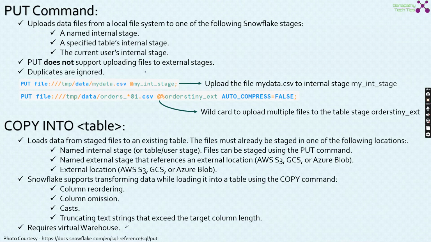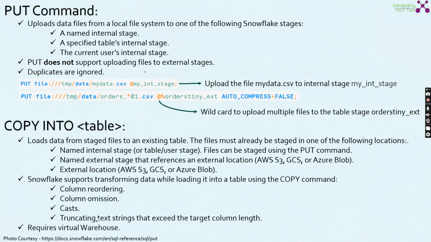And then there are some options of transformations which are supported using the copy into command, meaning while using the copy into command, we can specify some transformations on the data which is going to be loaded into the Snowflake table. What are all the transformations? You can do column reordering, you can do column omission, you can do casting, you can truncate the text strings that exceed the target column length. So these four are very important for your understanding, and also from the exam point of view, these are all the transformations which are available while loading the data using the copy command.